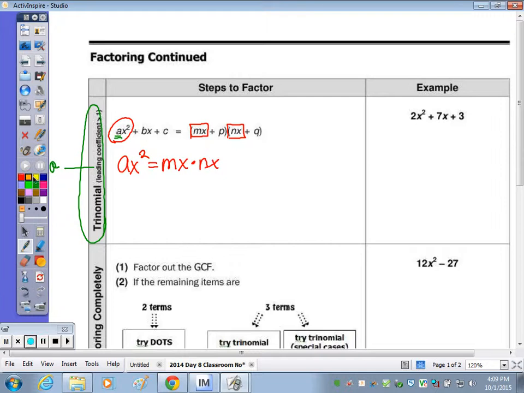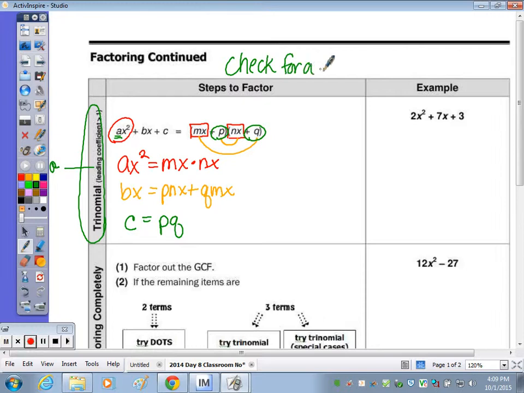To get the bx in the middle, the bx is equal to little smile, so p times nx, plus big smile, q times mx. And then last, to get the c, you simply multiply your p and q, so p times q. So in this example to the right, we have to factor 2x squared plus 7x plus 3. Again, I just want to highlight, you always check for a GCF first.